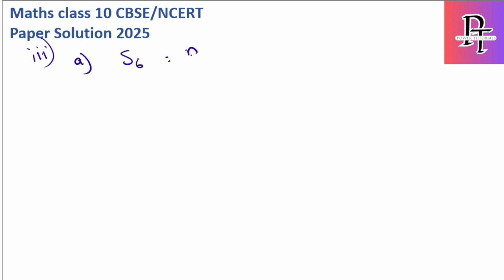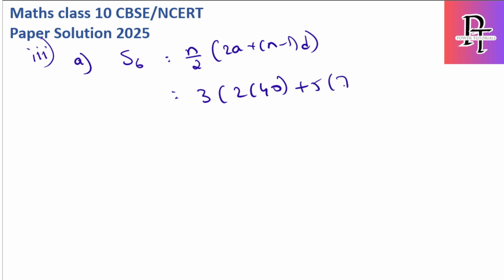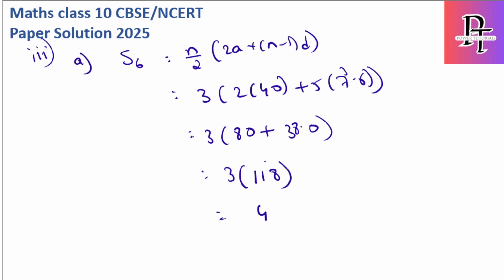S6 formula is n by 2 into 2a plus n minus 1 into d. N is 6 here, so it is 3 into 2 into 400 plus 5 into 7.6. So it is 3 into 800 plus, 7 6 5, 6 is 30, 5 7 is 35, 38. So it is 3 into 838, which is 2514. Summation. Okay, fine, it is in meters only. Okay, next B part.